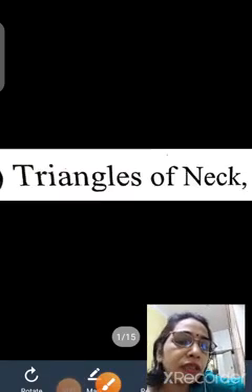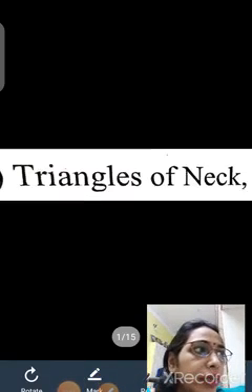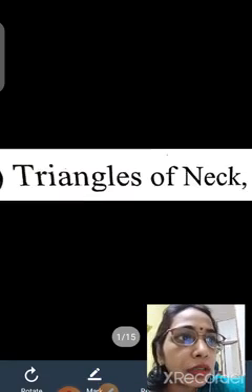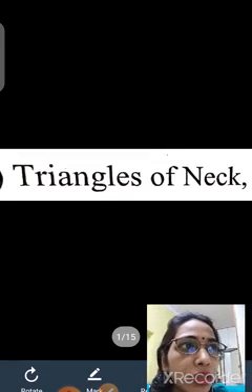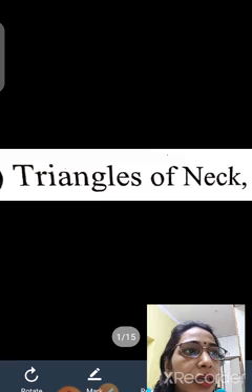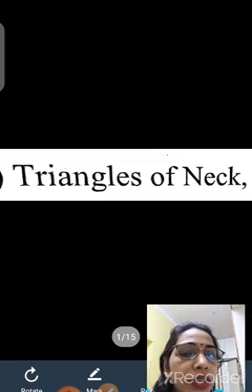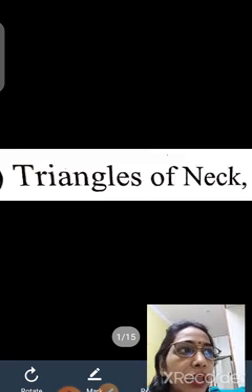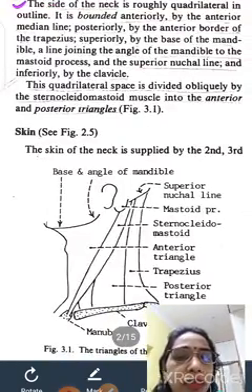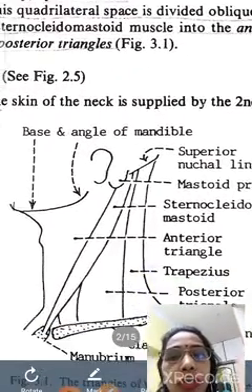Today we'll study the triangles of the neck, the next part of your neck. So today we will look at the various triangles which are present in the neck, and their boundaries and contents. Always study in these triangles of the neck the various boundaries which make up the triangles.